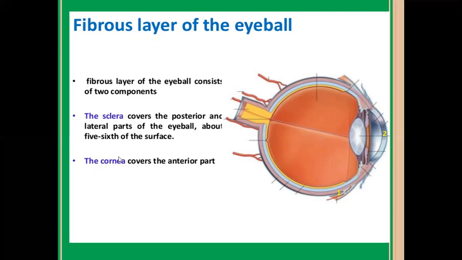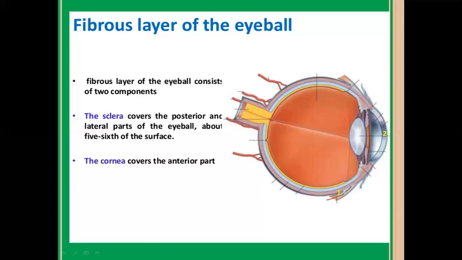Now, the second is the cornea. The cornea covers the anterior part, and the cornea is a transparent layer in your eye. When you look at your eyes, they look very shiny. That is because of a transparent layer formed by the sclera, and that transparent layer is called the cornea. Is it clear? It is simply the cornea.